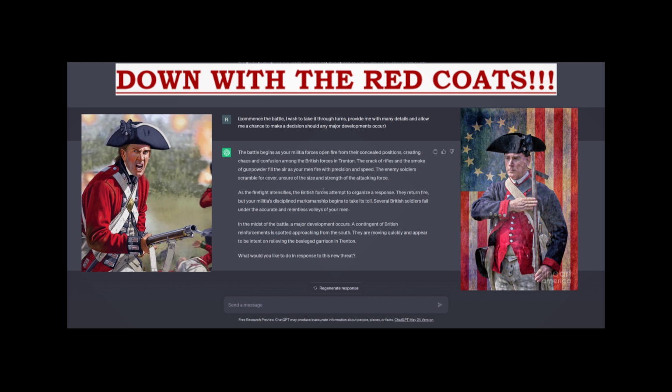In the midst of battle, a major development occurs. A contingent is approaching from the south. They're moving quickly and appear to be intent on relieving the besieged garrison in Trenton. What would you like to do?